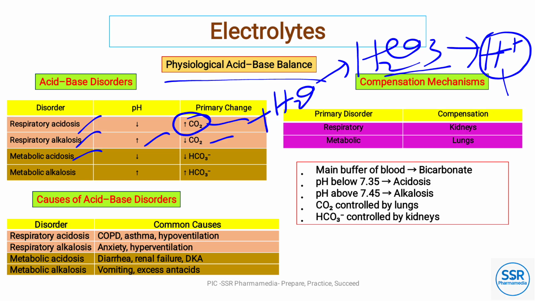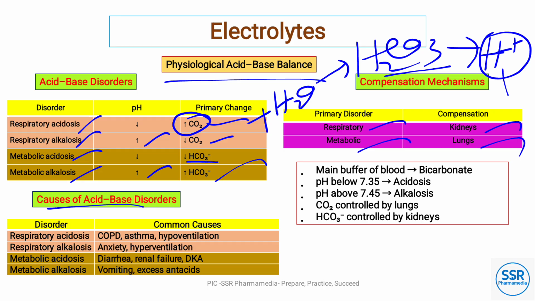Metabolic acidosis decreases the bicarbonate. Metabolic alkalosis means it increases pH because it is increasing the bicarbonate ions. So, primary disorders: respiratory; its compensation mechanism: kidney. Metabolic: compensation by lungs.